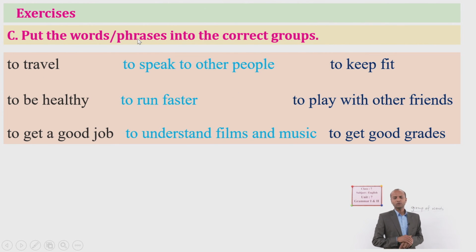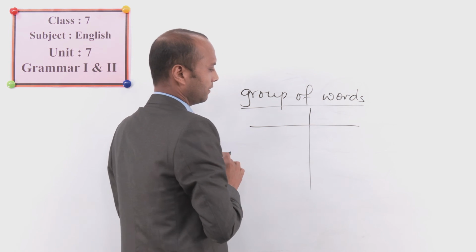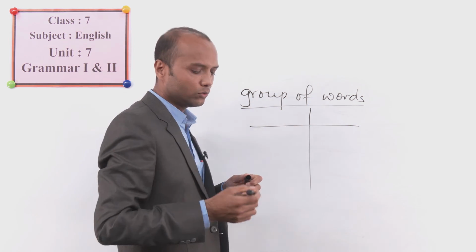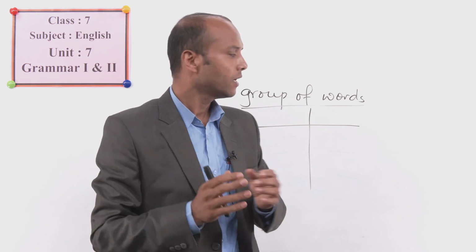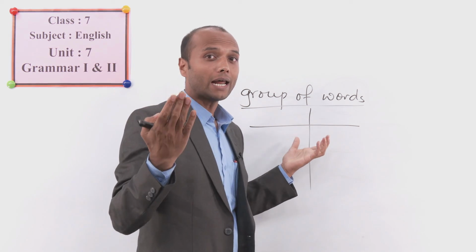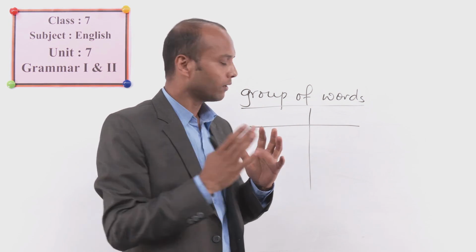Now what you do is, you have to put them under 2 different headings. You are provided 2 headings, and you have to group these 9 phrases or words into these 2 headings. Where are they then? Don't worry, I'll come to this point.